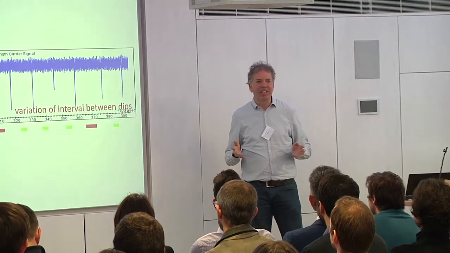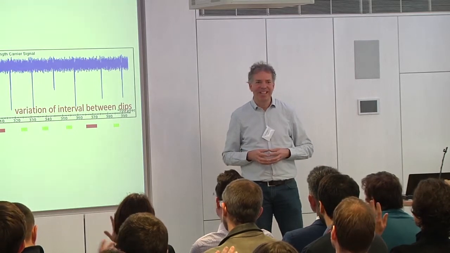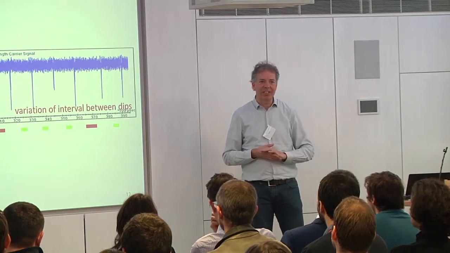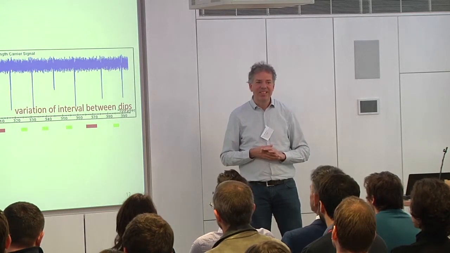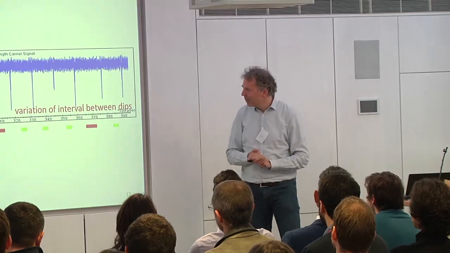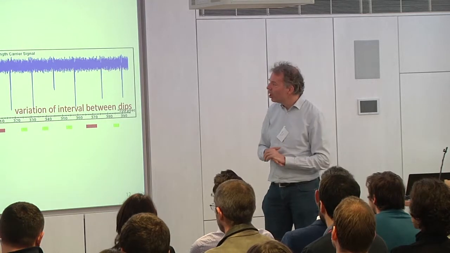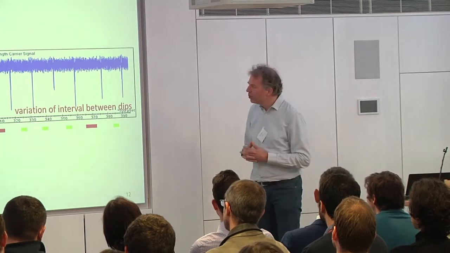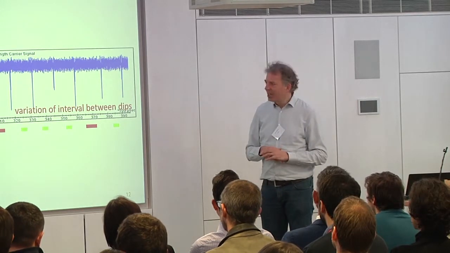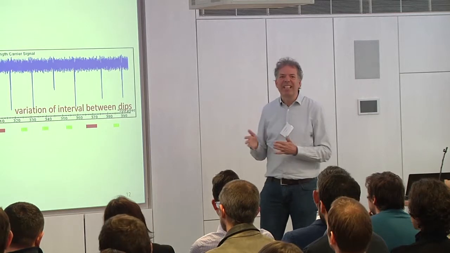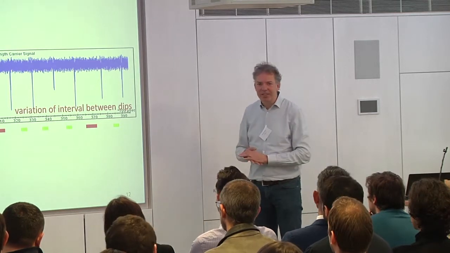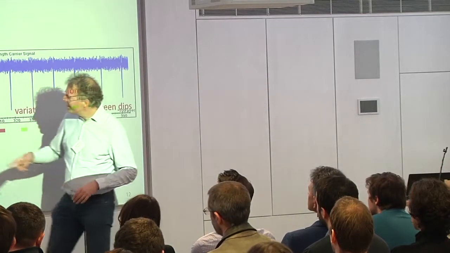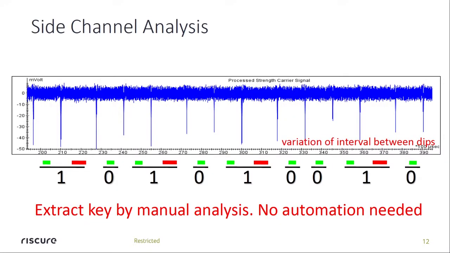So let me see some hands. Who of you is familiar with the RSA algorithm? Oh, that's quite a few. So what are the two basic operations in RSA? Square and multiply. So there's an alternation of two operations. Now, square is a special case of multiply, but if you implement it in hardware, typically you can make the square a little bit more efficient than the multiply. So this is actually what we're looking at. There's a square operation here, there's a multiply operation here.